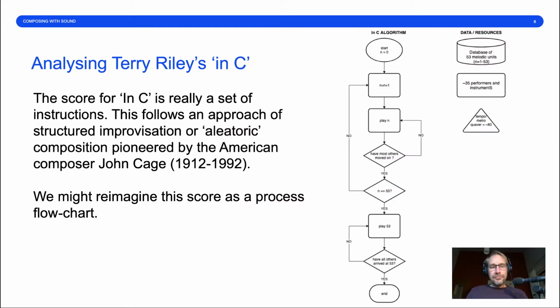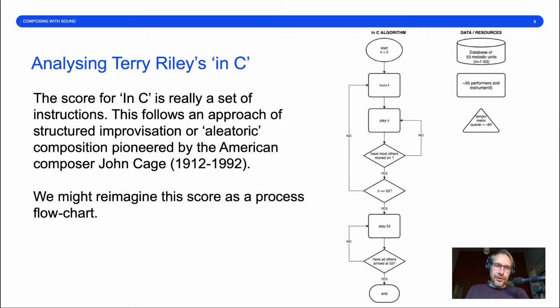So one way of analyzing Terry Riley's In C is to rewrite the text instructions as a kind of flowchart diagram, the sort of flowchart that we might use to specify what a computer program should do. So the score for In C is really a set of instructions. It follows an approach of what we might call structured improvisation or aleatoric composition. This approach was pioneered by the American composer John Cage.